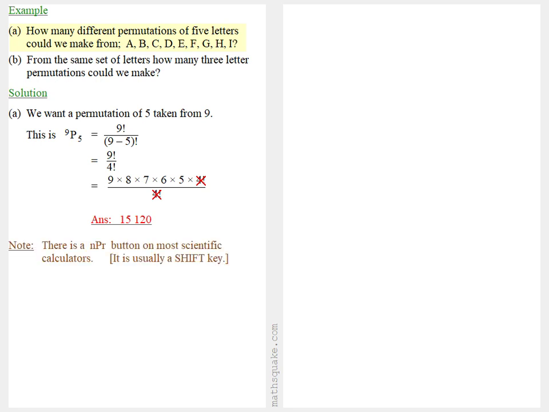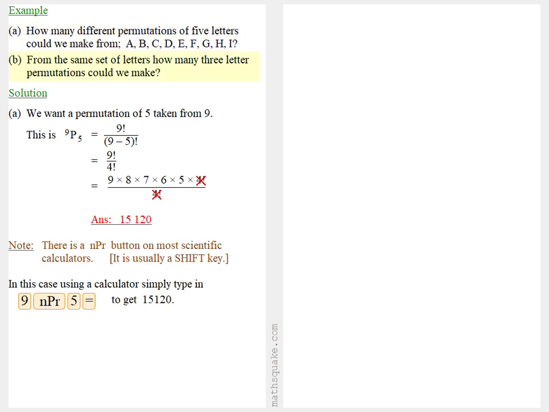Now, note there is an nPr button on most scientific calculators, although it's usually a shift key. So in this case, using a calculator, simply type in 9 nPr 5 equals, and we get 15,120.